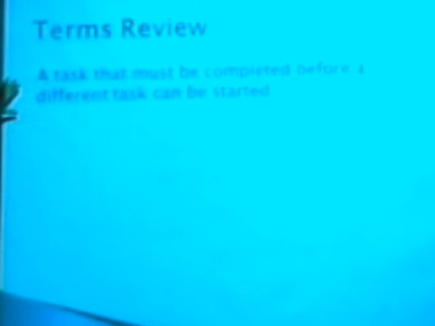A task that must be completed before a different task can be started is a predecessor. You need to know that it's a column heading, but you need to understand what that is. If something is labeled as a predecessor to another task, that's what you are telling the software: this one has to be completed before that next task can start. Okay? Now what about this?